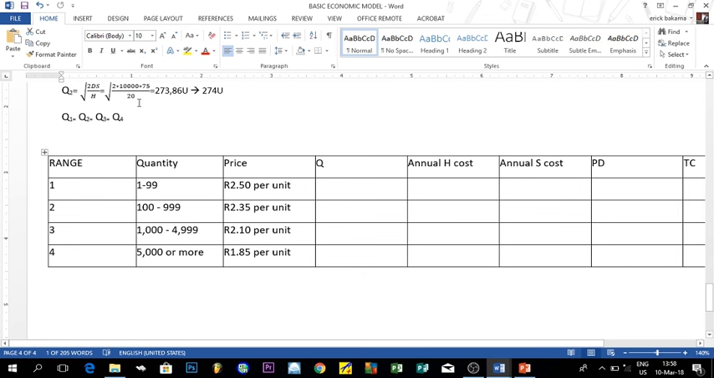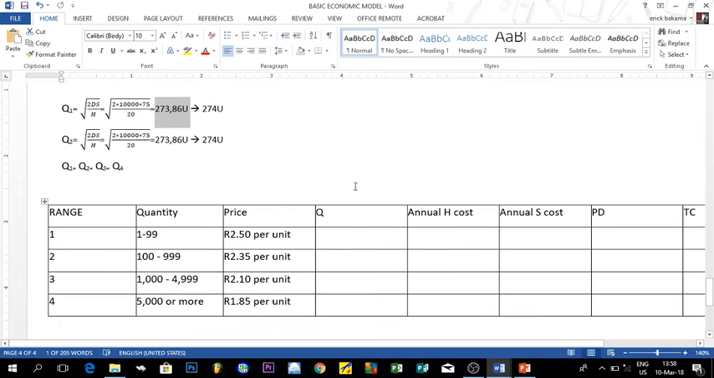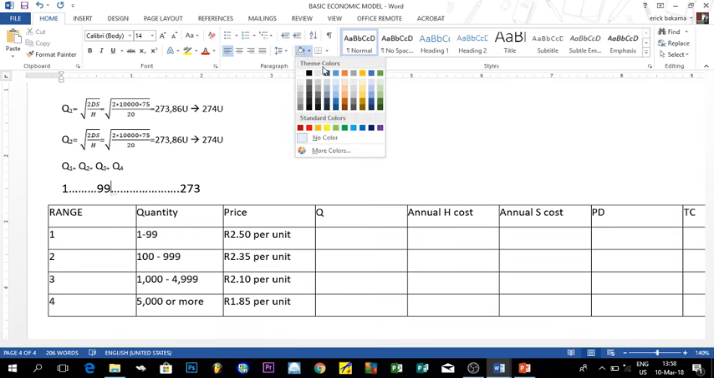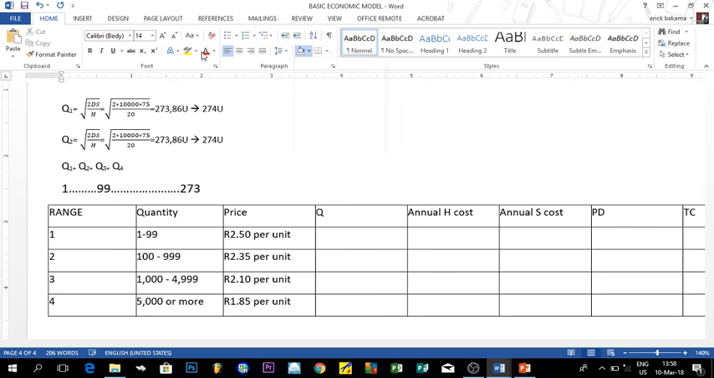In this case, we have a Q of 274. Let's say Q1 here, based on our calculation, is 273. But this range here must go from 1 to 99. So this is just a bracket that I'm opening. So we have 1 all the way to 99. That means our value of 273 is here, but our range goes from this one to this one here, like this. So because of that, what I'm going to do, let me put it like this.